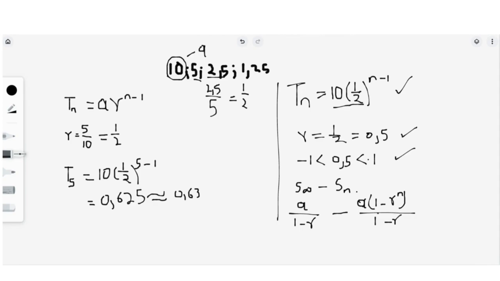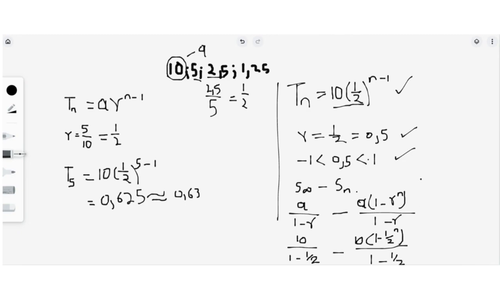Okay, let's substitute. Our a is 10. We have 10 over 1 minus a half, which is our constant ratio, minus a, which is 10 again, into 1 minus a half to the power of n, all over 1 minus a half. This is in terms of n. We don't know what n is. It's not given in that question.